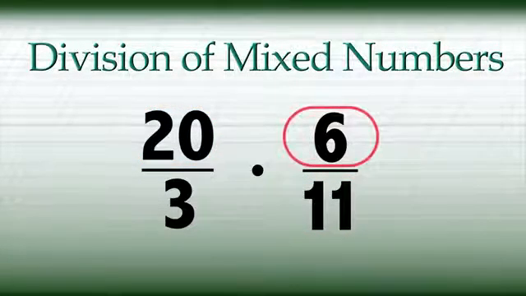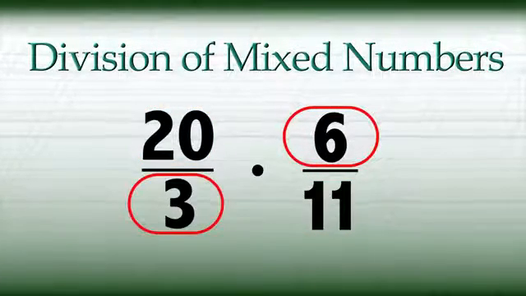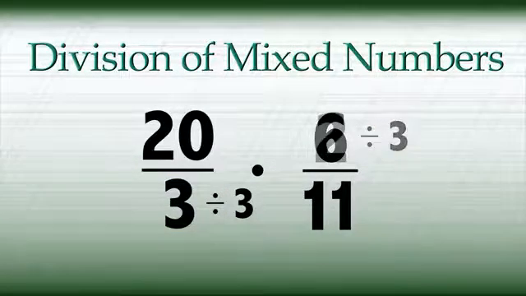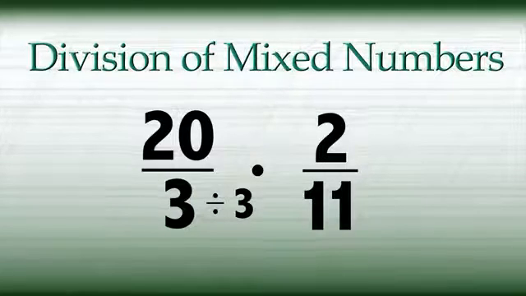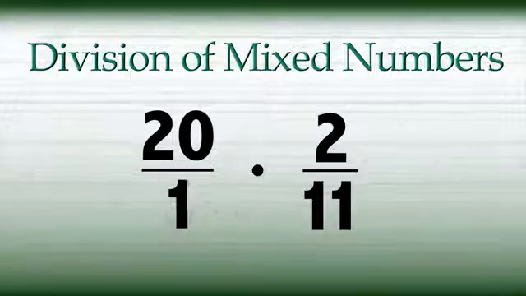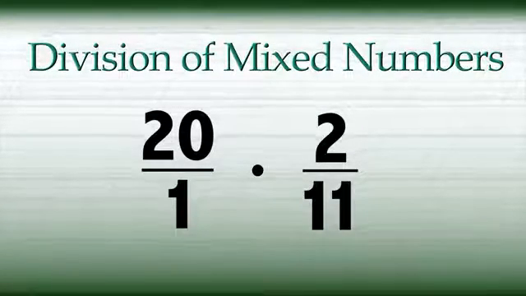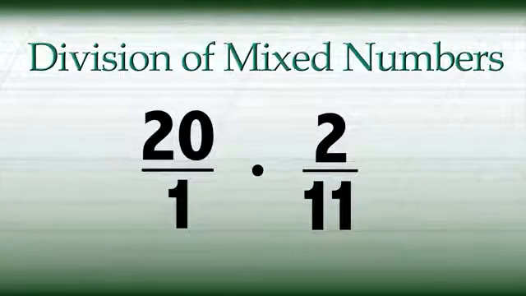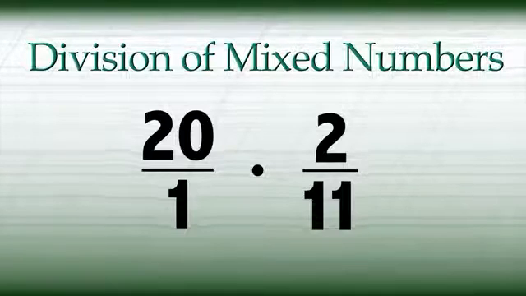We can divide 6 and 3 by their GCF, which is 3. Dividing 6 by 3 gives us 2, and dividing 3 by 3 gives us 1. The problem is now 20 over 1 times 2 over 11.